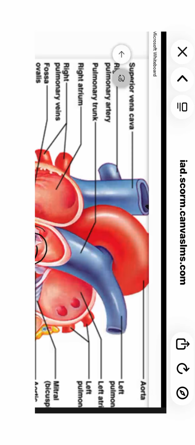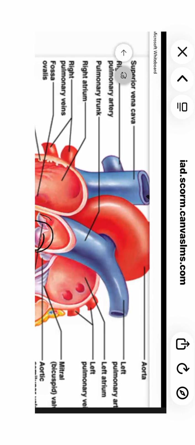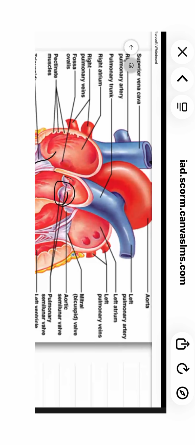The chordae tendineae are attached to a series of folds of the myocardium. Remember our term for fold was papilla. So these are referred to as the papillary muscles. There are a series of papillary muscles attached to the chordae tendineae on either side of the atrioventricular valves, right? Attached to the atrioventricular valves.